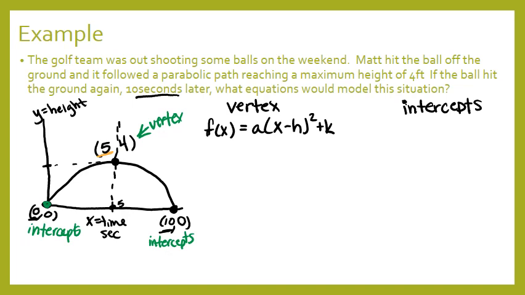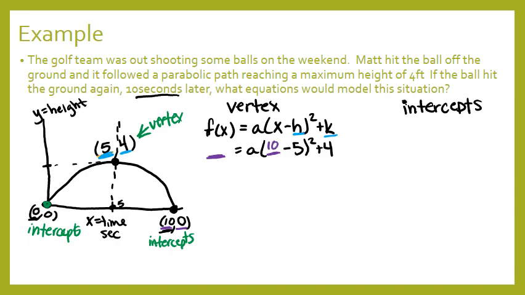Let's start with our vertex. When I look at my vertex, I want to replace h and k with my vertex values. So I'm going to have a -5 and a +4. We don't know our a value. Now I have to decide what I'm going to plug in for my x and my y value. I can choose either point that I haven't used yet. So I'm just going to use 10, 0, but you could use 0, 0 as well.